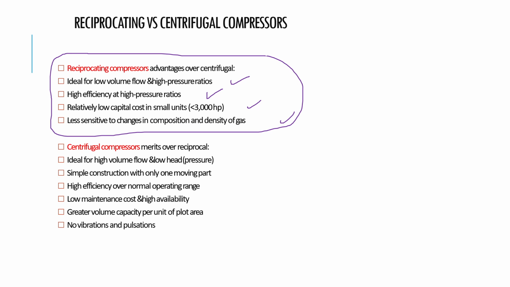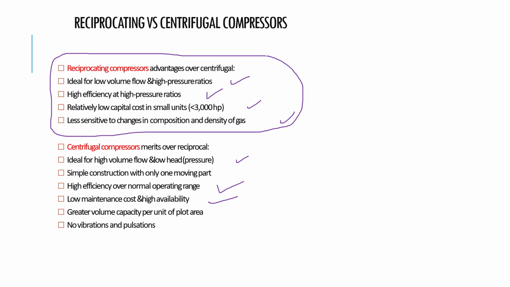Once we get to the centrifugal compressor, which is again a rotary type, it's preferable because it's ideal for high volume compared to the reciprocating one. The reciprocating one is good for low volume; the centrifugal or rotary one is good for high volume. It has high efficiency over a wide range of operating pressure, meanwhile the reciprocating one has high efficiency only at high pressure ratio. The centrifugal or rotary one also has low maintenance cost compared to the reciprocating one.